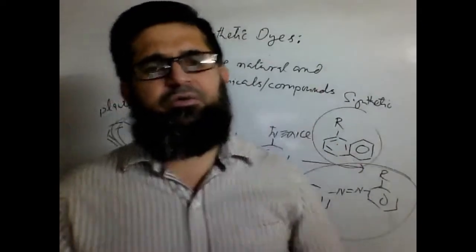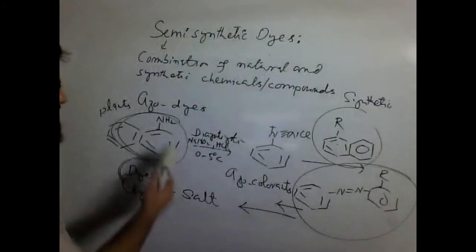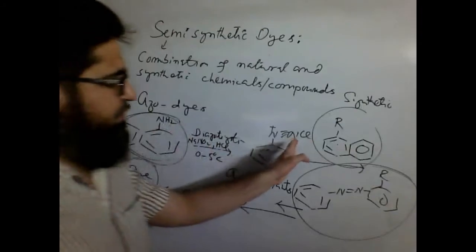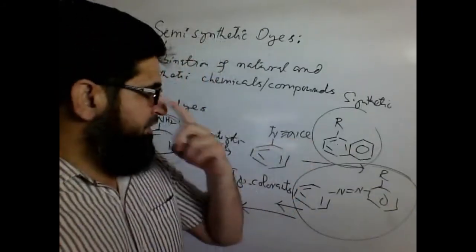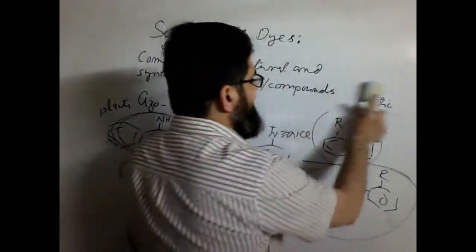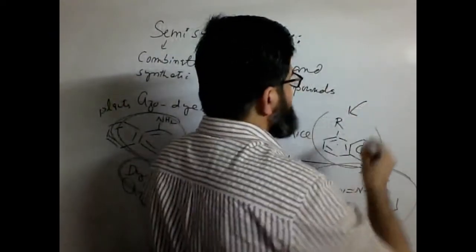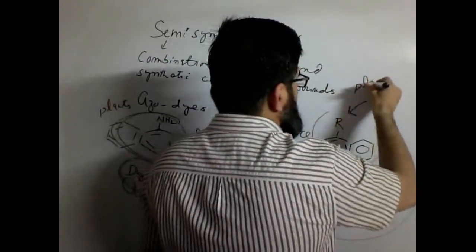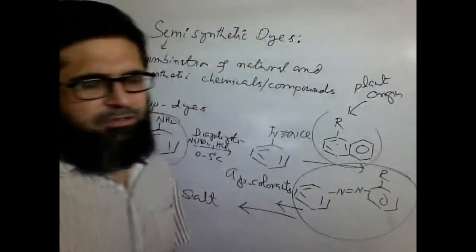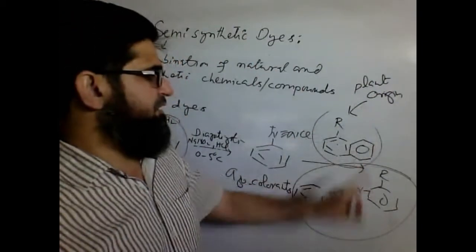Or the other way around, you can start with some synthetic chemical. Let's say this is synthetic. We perform diazotization, and subsequently we generate diazonium salts. Then we want to bring in some sort of a coupler. That coupler could be from the plant origin. Yes, you can bring in some sort of phenol, flavonoids. It could be from plant origin. So plant-based materials could be brought in as coupler.